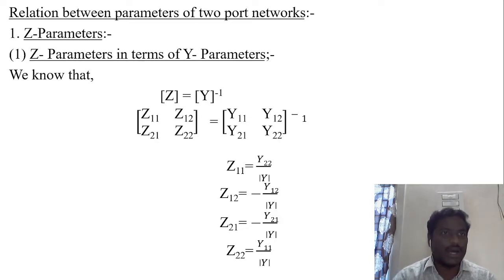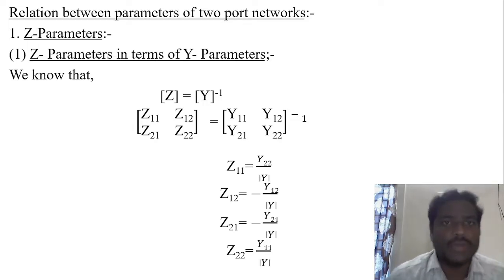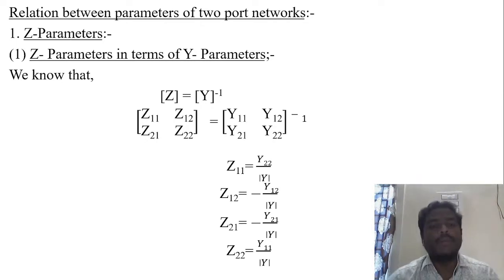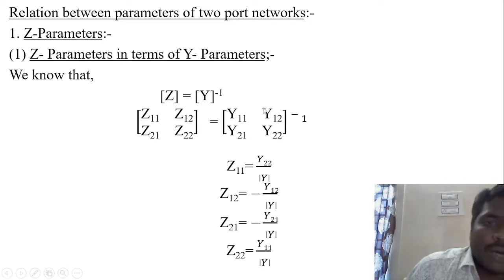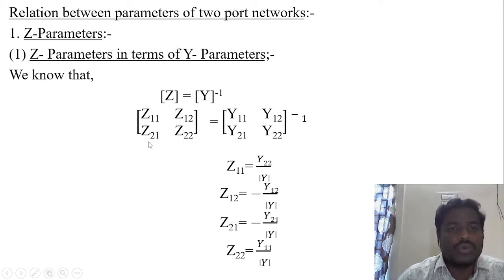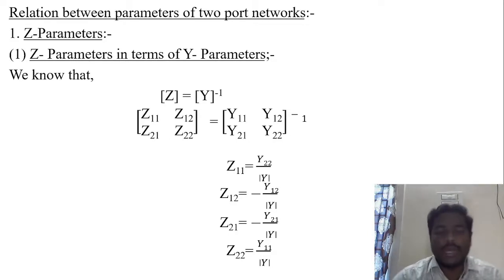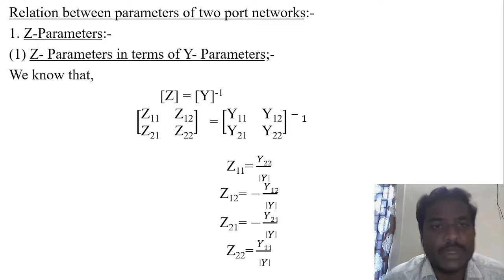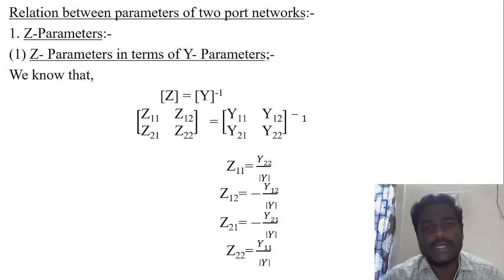First of all, we will see how the Z parameters are related to the Y parameters. Already we know that impedance is equal to the reciprocal of admittance, that means Z is equal to 1 by Y. In matrix form, in a two-port network we have four parameters: Z11, Z12, Z21 and Z22. Similarly, for admittance parameters we have four parameters: Y11, Y12, Y21, Y22. So these two, impedance and admittance parameters, can be written in matrix representation.